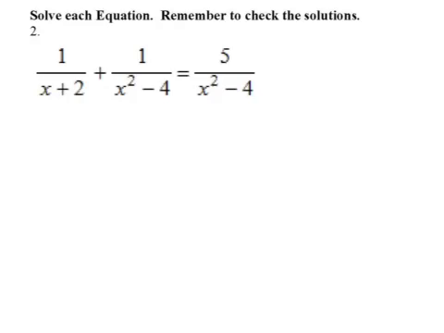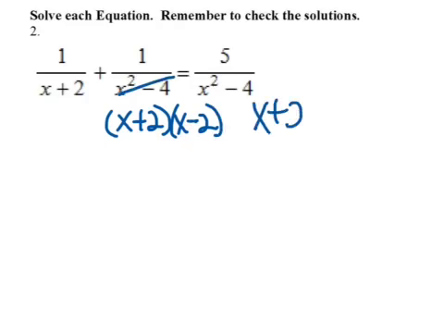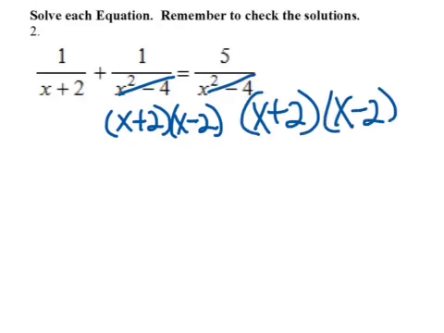Now let's take a look at the next example. Let's factor our denominators here. Notice that we have a binomial of the form x squared minus 4. We know that this represents the difference of two squares. So our factoring pattern for that type will be an x plus 2 times an x minus 2. And this denominator will be x plus 2 times an x minus 2. That's the new factored denominator.